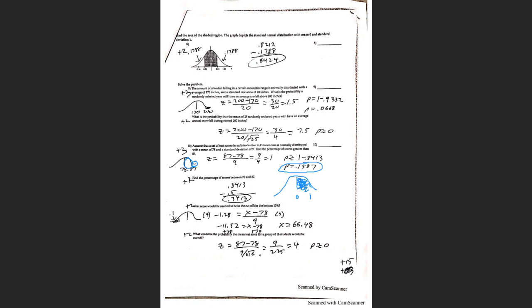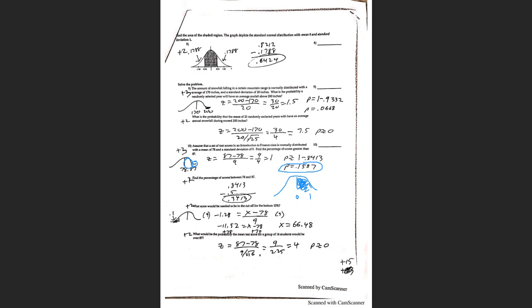So that one tends to be a little easier than 9, part of that anyway. And then, what would be the cutoff for the bottom 10%? Use your normal calculator, find the cutoff for the bottom 10%, and that's negative 1.28. It's just like the one we did on 7. We know the z-score, we don't know the score, we know the mean, we know the standard deviation. Multiply by 9, add 78, and there we are. So 66.48 would be the cutoff for the bottom 10% of test scores if they're normally distributed.